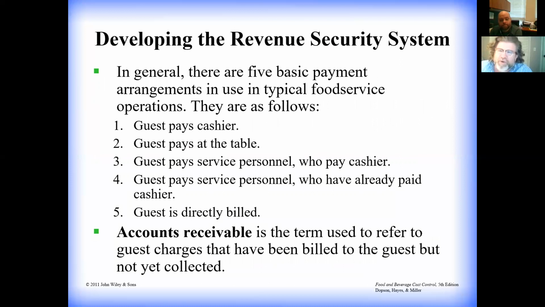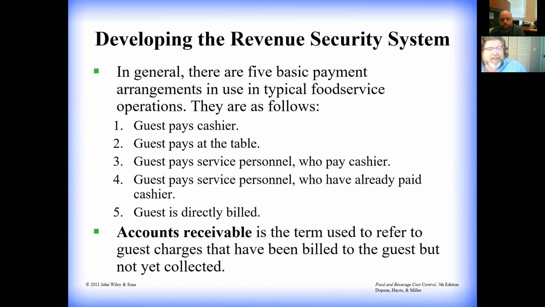And each one of these represents a possibility for something to happen where you need to pay attention. So a guest can pay a cashier. They go up to physically pay the cashier. They could pay at the table and then it's taken up to the cashier. They could pay the server who carries it up to the cashier, and then the cashier rings it up and the server brings the money back.